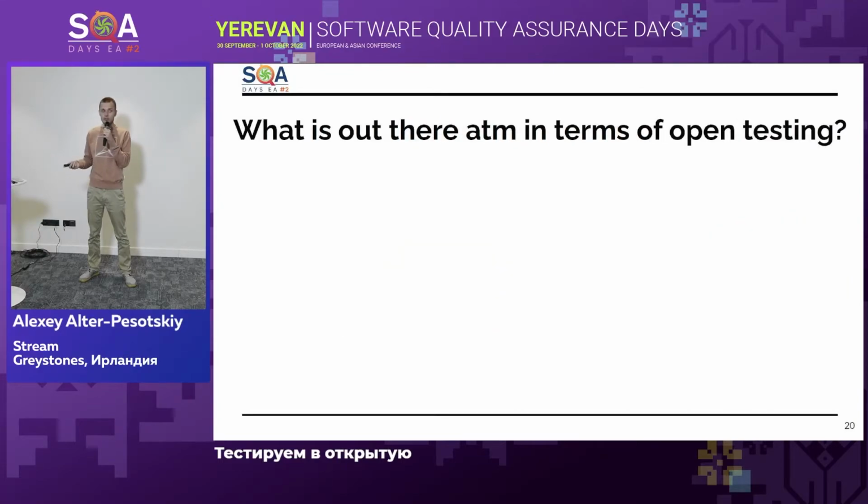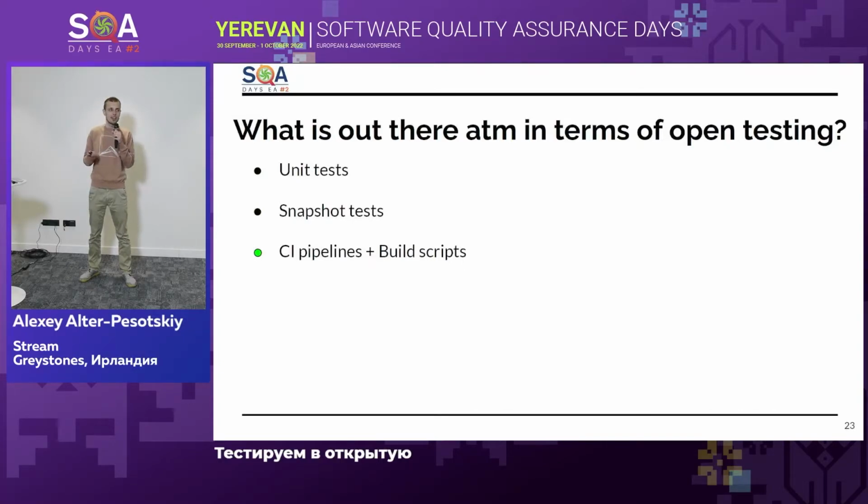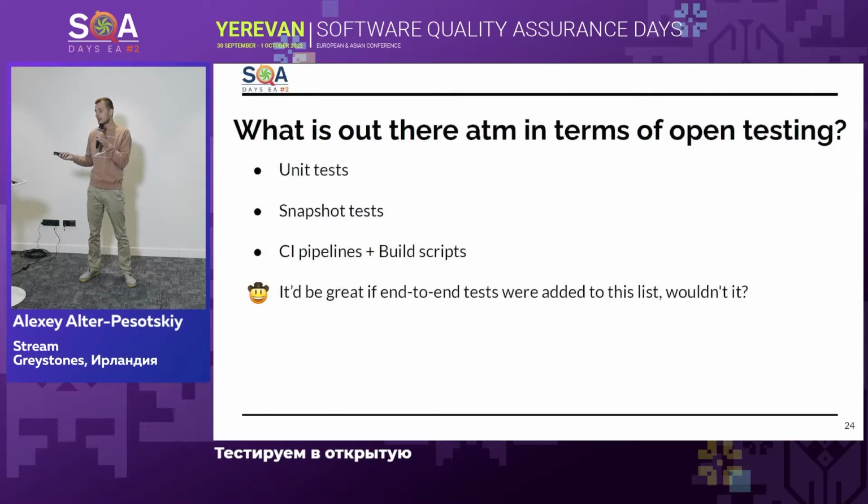Okay, what's out there at the moment in terms of open testing? For sure, you can find unit tests out there in open source projects and learn from them how to write those tests. I believe you can find snapshot tests in some projects. It's not that common as unit tests, but still it can be accessible. And for sure, you can find CI pipelines and build scripts because everyone needs to release their projects, even open source. And I was thinking it would be great if end-to-end tests would be publicly available. And this is how the idea of this talk was born, and I'm super happy I'm here right now talking about it.